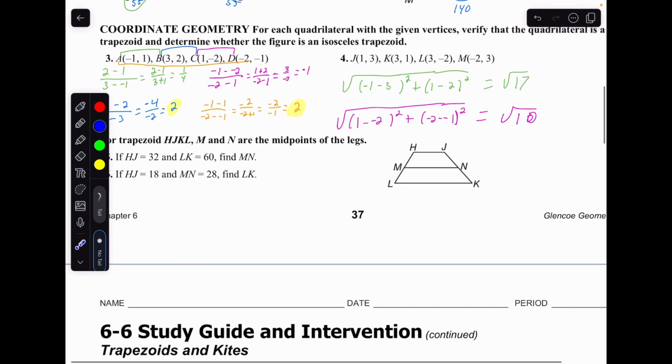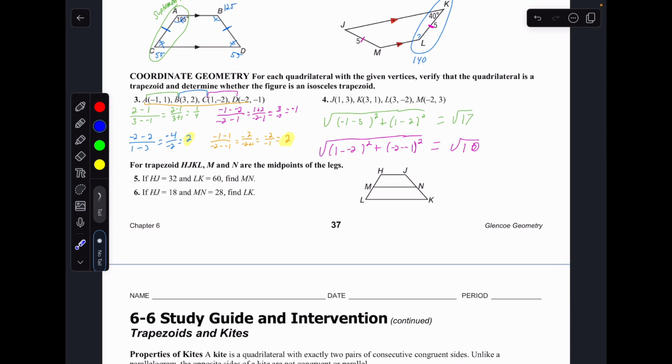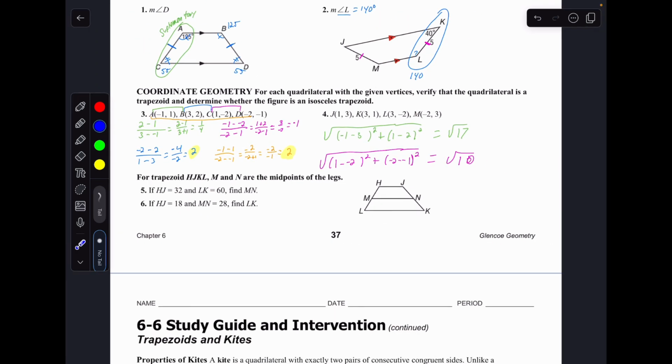Now problem number 5. It's telling me for the trapezoid HJKL, M and N are midpoints of the legs. Okay, so those are the midpoints of the legs, and they want to find the measurement of MN. I'm talking about this problem over here. So I know HJ is 32. I know that KL is 60. All I need to do is add those two together.